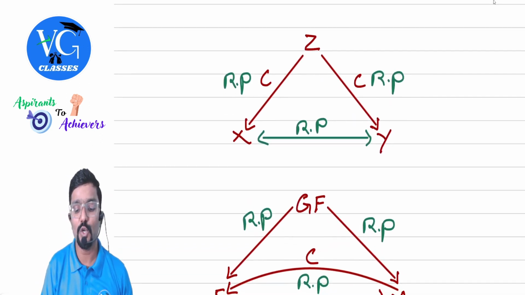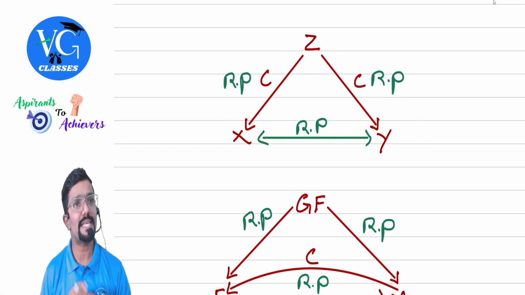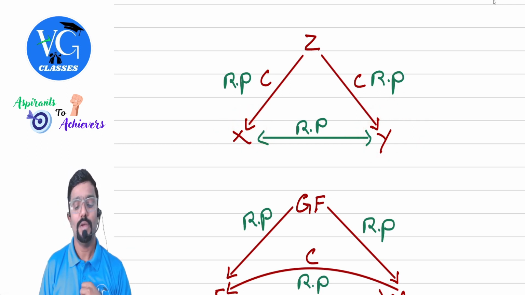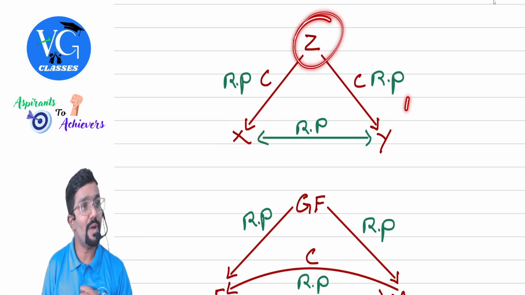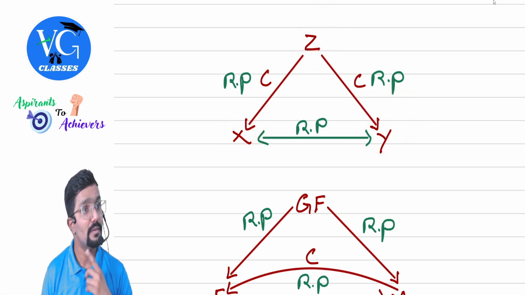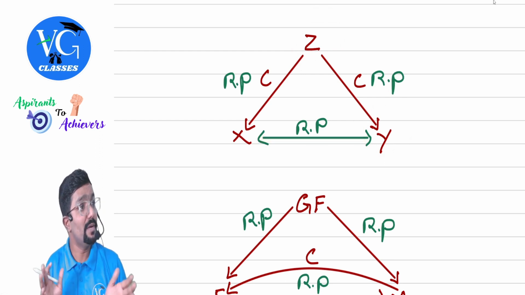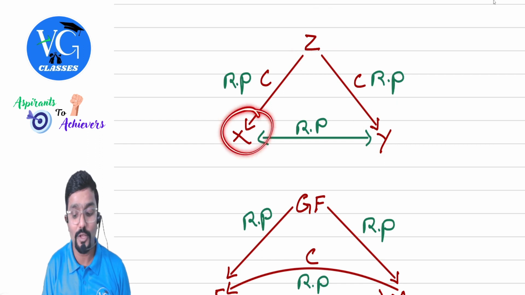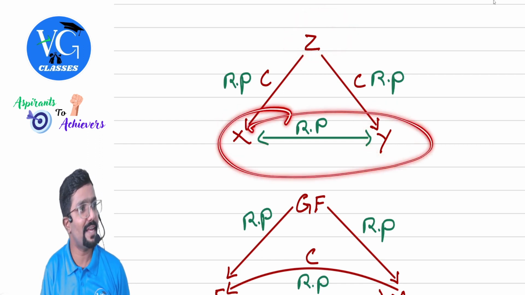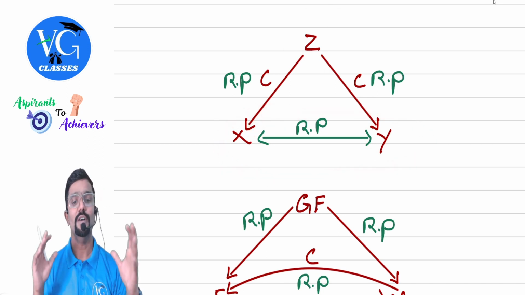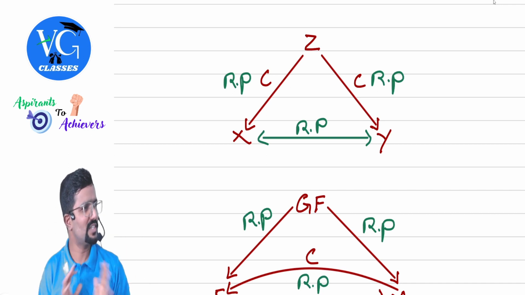Z is controlling X and Y. Now, are Z and X related? Yes. Are Z and Y related? Yes. Now, are X and Y related? In between them, nothing is there. But both of them are controlled by one single person. So, they both are also related. Yes, they both are also related. Understood? Easy, no?